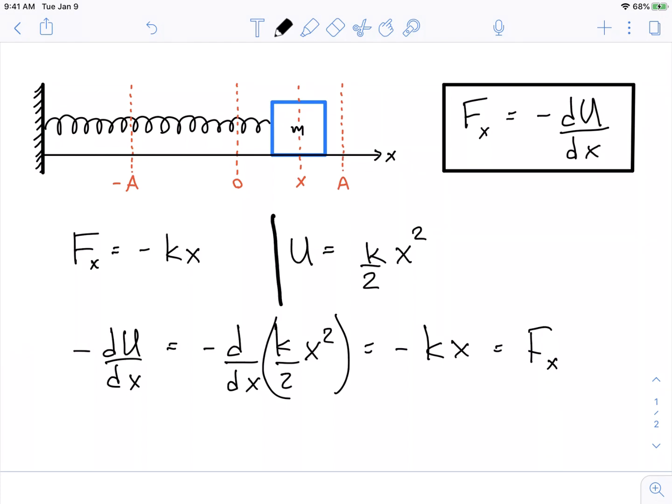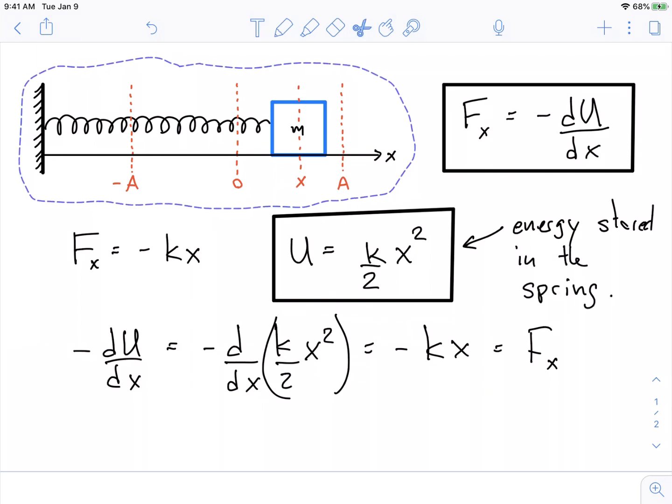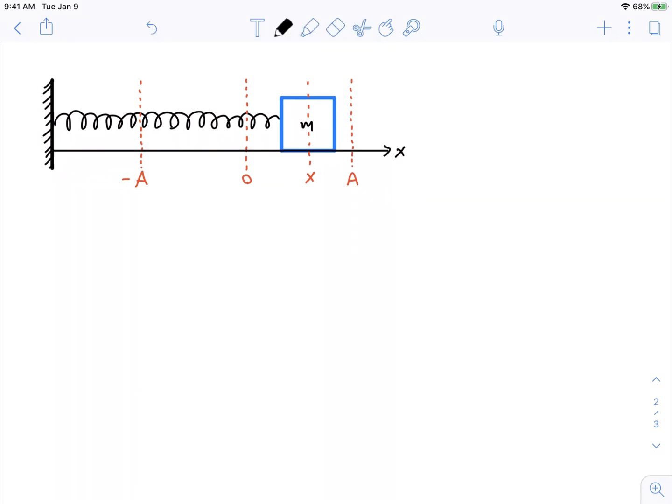So for Hooke's law, this is also a really important equation. This is the energy stored in the spring. Energy stored in the spring. So now we're ready to talk about the total energy of this thing. So what is the total energy?